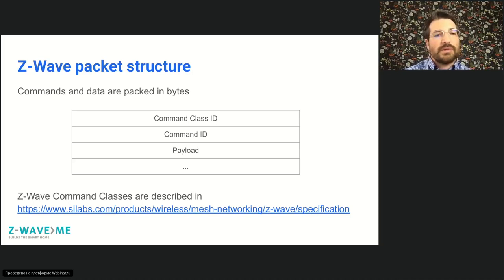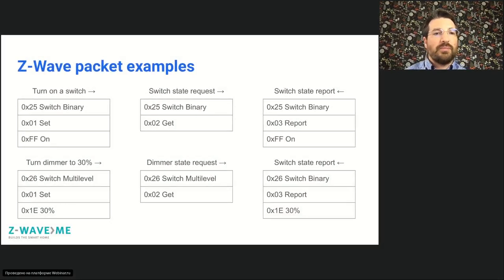So all the commands in Z-Wave are packed in bytes. On this slide, you see 4 bytes. Byte number 1, the topmost, contains the command class identifier, the command class ID. The second one contains the specific command for this command class, and then the actual payload, which is sent with this command. All that looks pretty obscure, but let's see some real packets and real examples.